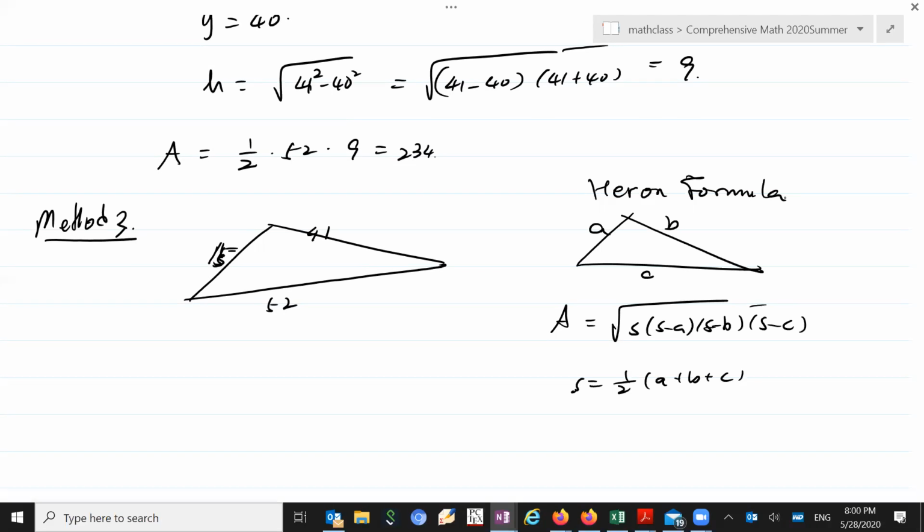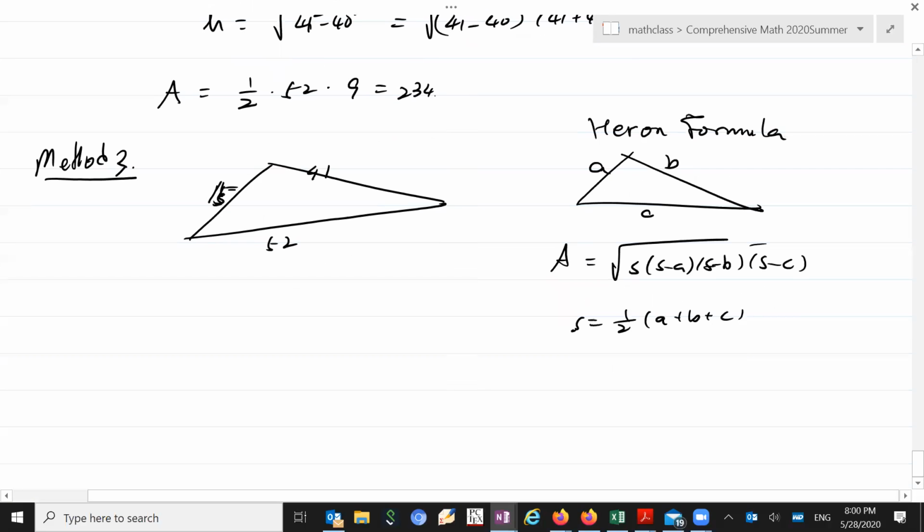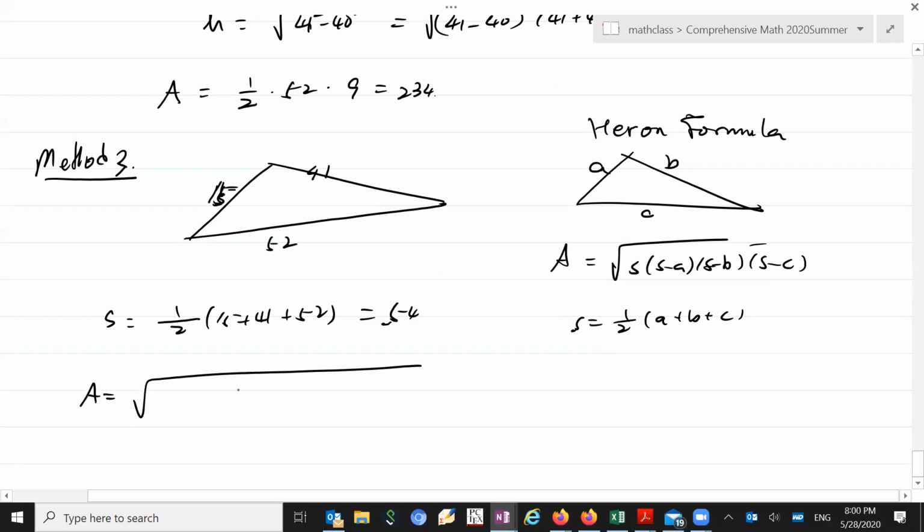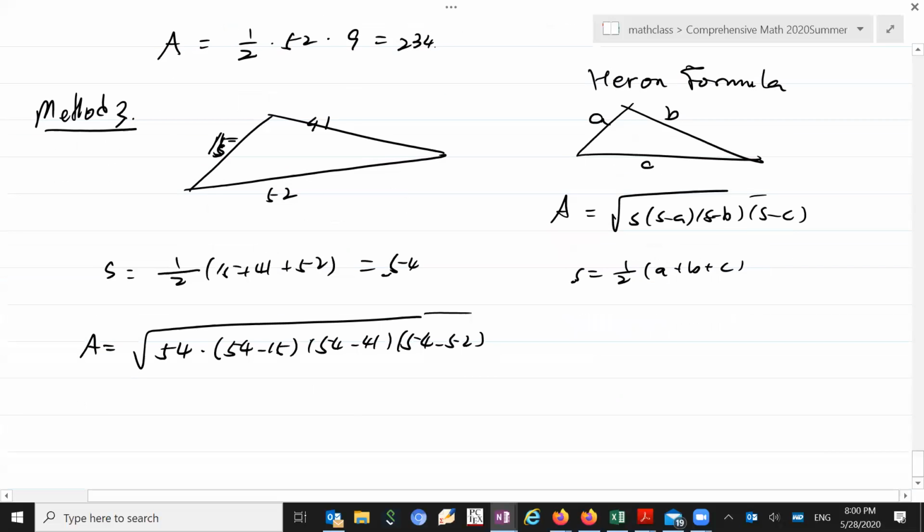If you have time and try to prove it, don't look at the internet. All right, so now S is half of 15 plus 41 plus 40, which is 52 (sic); you can quickly add them together and divide by 2, so it will be 54. Then the area is going to be the square root of 54 times (54 minus 15), (54 minus 41), (54 minus 40), 52. It's not big, but you have to multiply this out, okay?